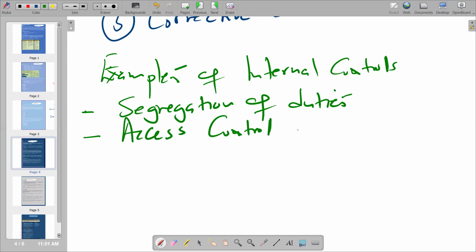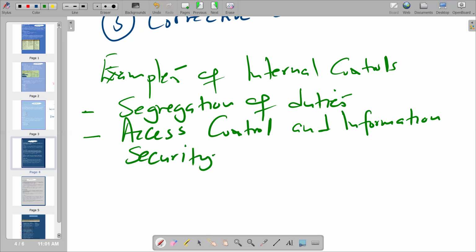Access control and information security. With access control and information security, we are generally preventing unauthorized access to sensitive data and areas. For example, we can have passwords on computers so that access to those machines is limited and authorization is needed to access them. We can also strengthen system security, the security that we have at a business.